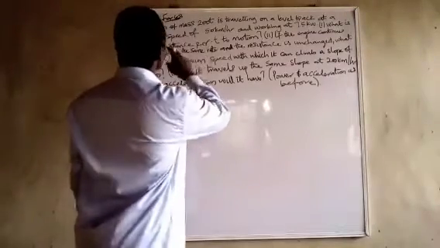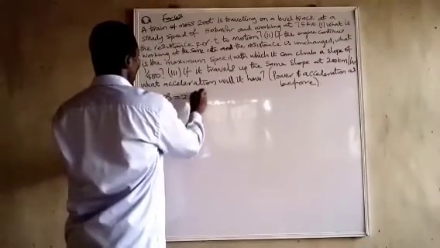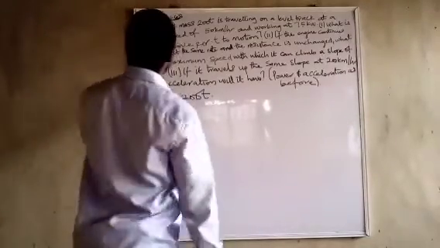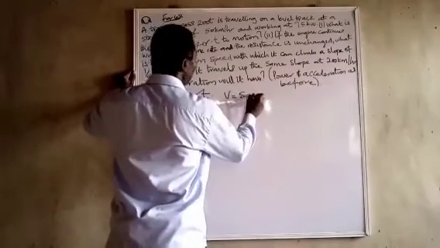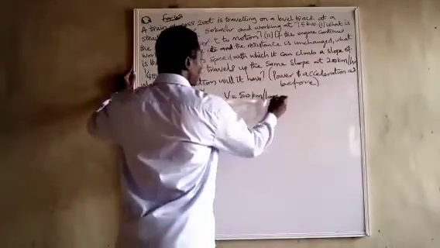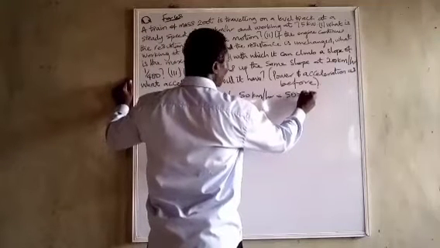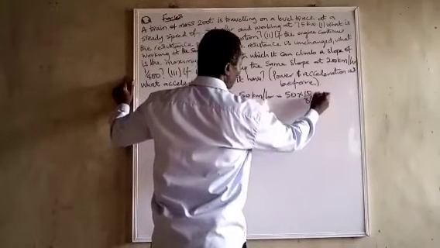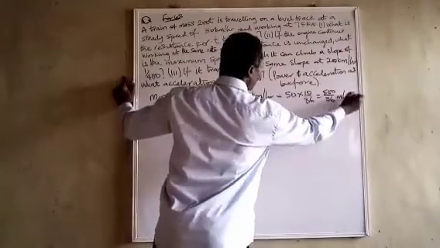We are told that the mass is 200 tons and the speed 50 kilometers per hour. So let's convert to meters per second. That is going to be 50 times 10 over 36. 500 over 36 meters per second.